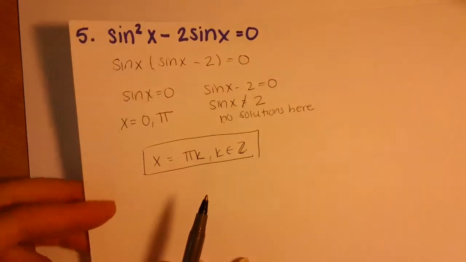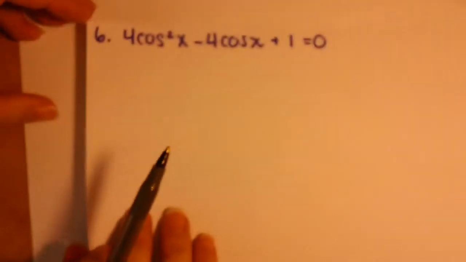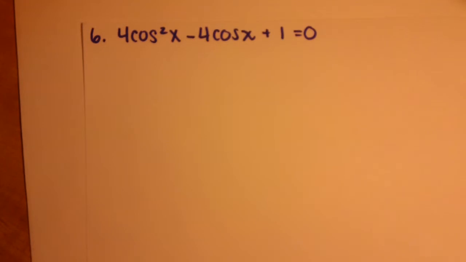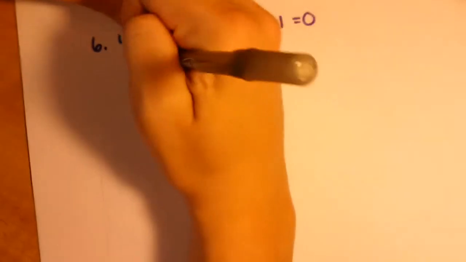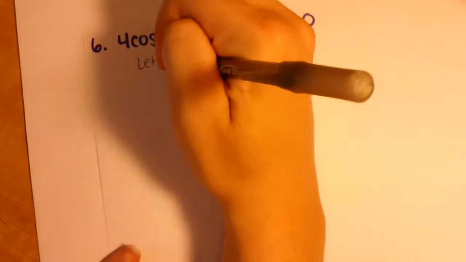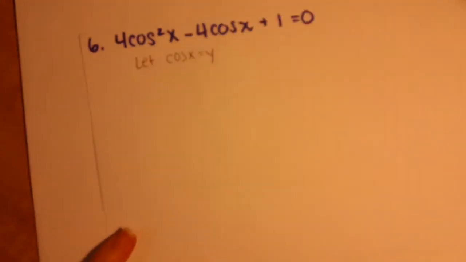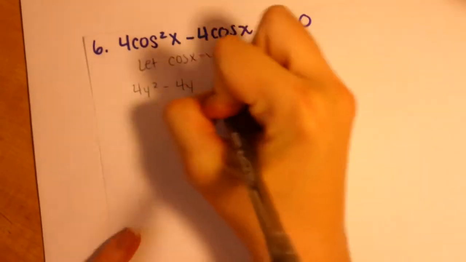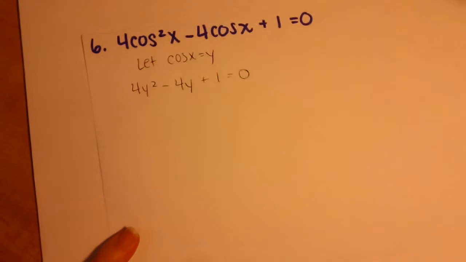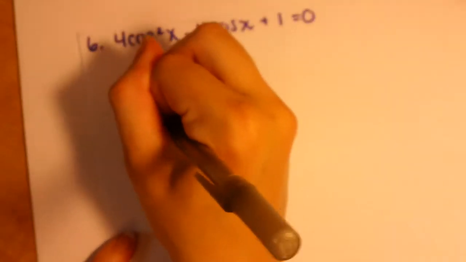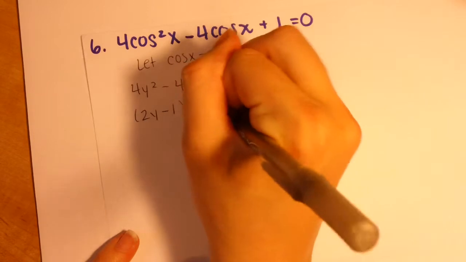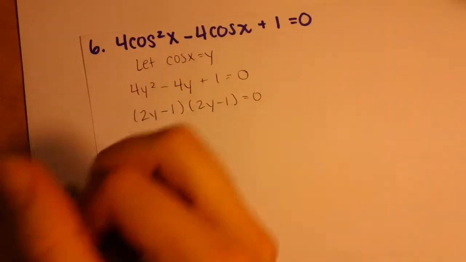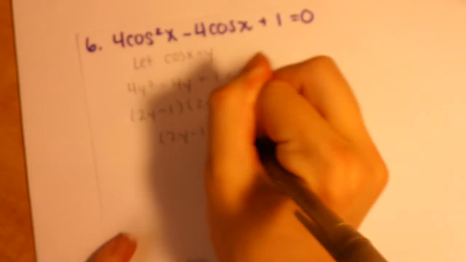Alright, we have one last example. 4 cosine squared x minus 4 cosine x plus 1. So we can let cosine of x equal y. Okay. And then from here, we can substitute it in. So 4y squared minus 4y plus 1 equals 0. And then we can factor this to 2y minus 1, 2y minus 1 equals 0. And it's the same as 2y minus 1 squared equals 0.